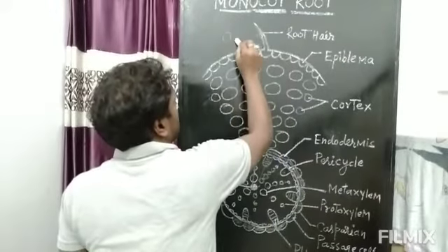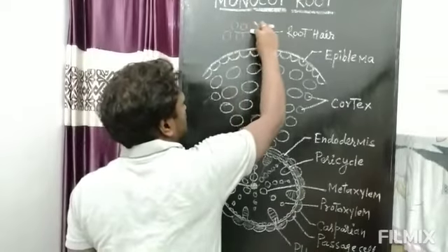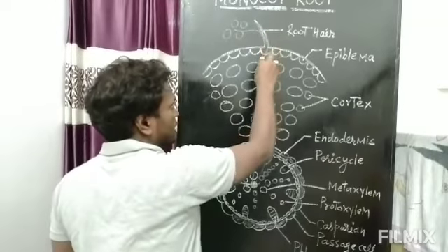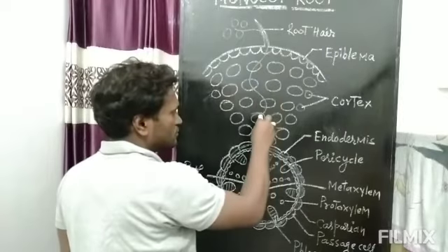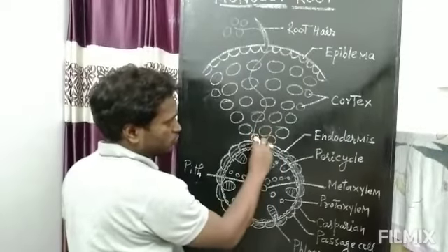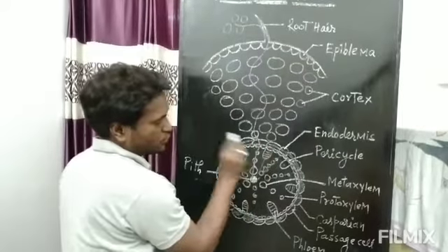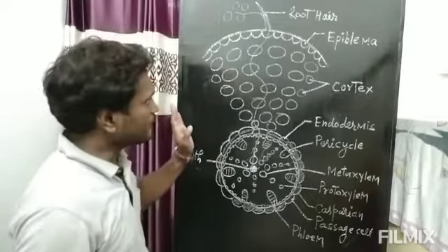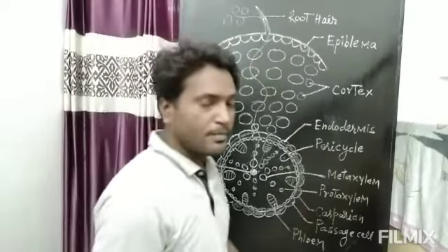Again I am telling how water is absorbed. From the soil, water is absorbed by root hair, then it enters the cortex. From one cortical cell to another, it reaches the endodermis, and then through passage cell, this one is the passage cell, it enters the protoxylem. Now the absorption is complete. This is the whole about the monocot root structure.